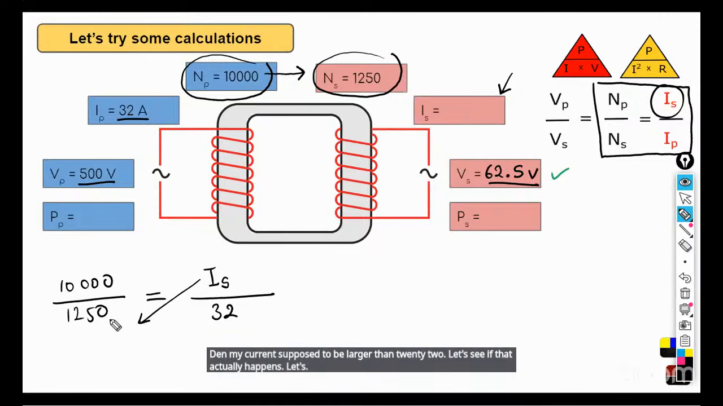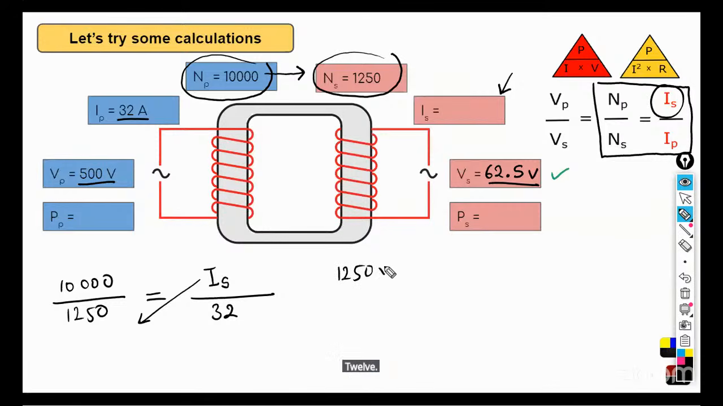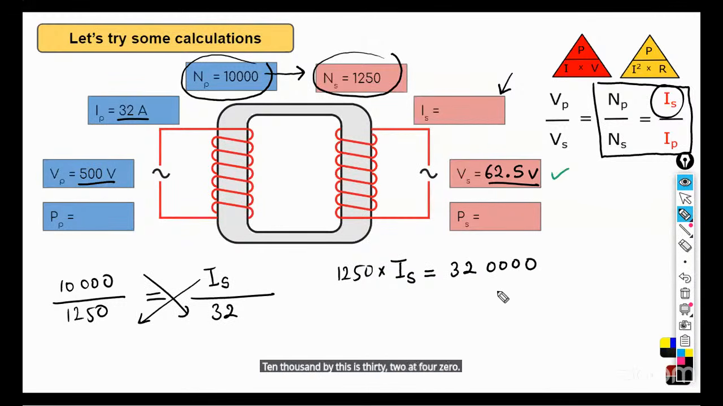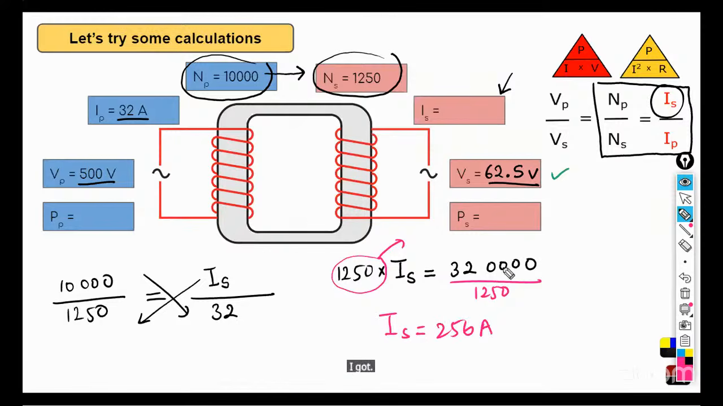Let's cross multiply. 1250 multiplied by IS, and 10,000 by 32, which is 32 with 4 zeros. The 1250 is multiplied, so throw it across and it becomes a divide. 32 with 1, 2, 3, 4 zeros divided by 1250. I got 256 amps. How many people got that? 256 amps. Raise your hands.